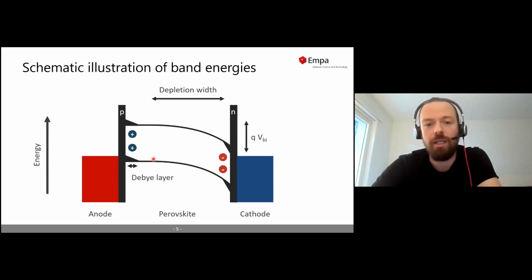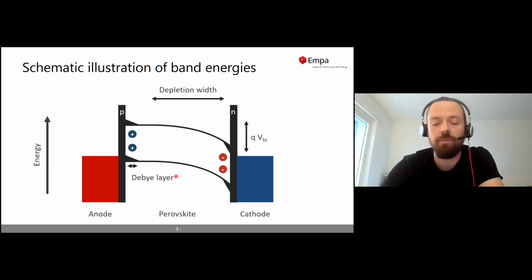which can then often be expressed as a so-called Debye layer, a term borrowed from electrochemistry, often used to quantify these changes in band profiles in electrolytes. So in these perovskites, we now have both. We have a depletion layer, depending on the dopant density, and the Debye layer.